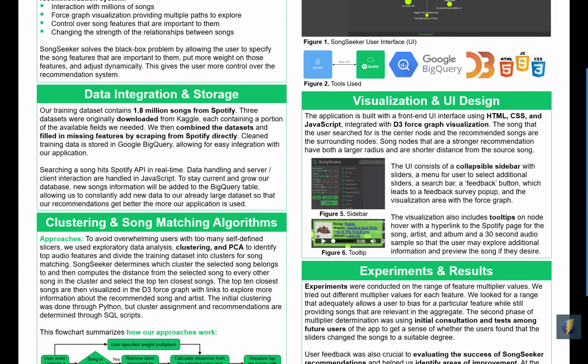Our training dataset contains 1.8 million songs from Spotify with 15 fields describing each song's audio features such as danceability, acousticness, year, etc. Three datasets were originally downloaded from Kaggle. We then combined those datasets and filled in missing features by scraping from Spotify directly. Cleaned data is stored in Google BigQuery.